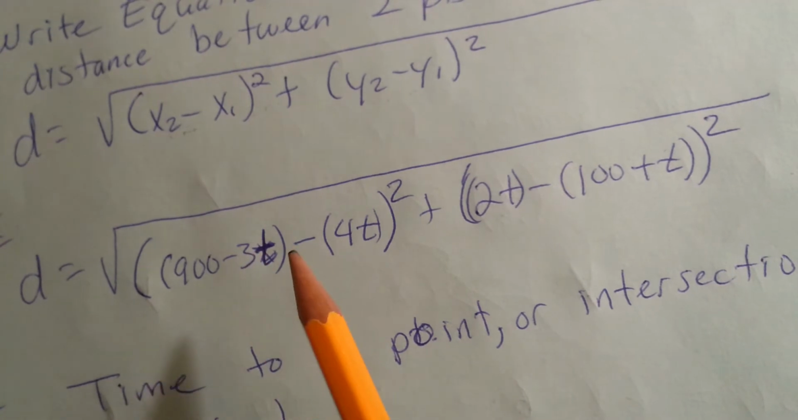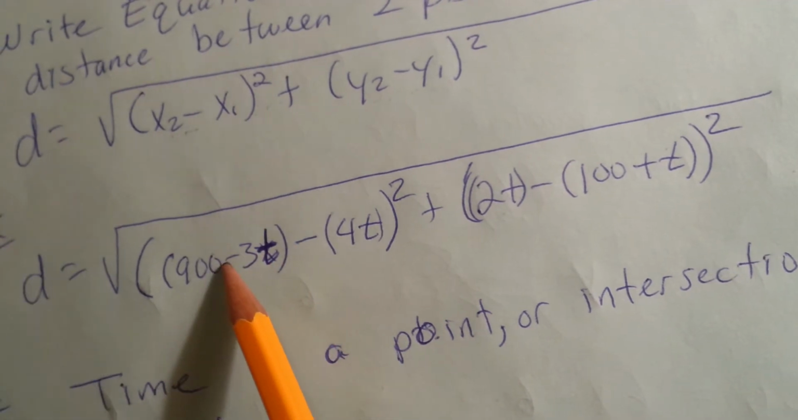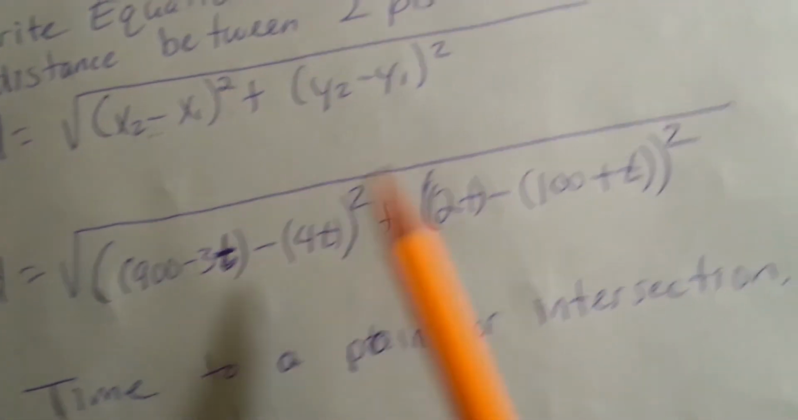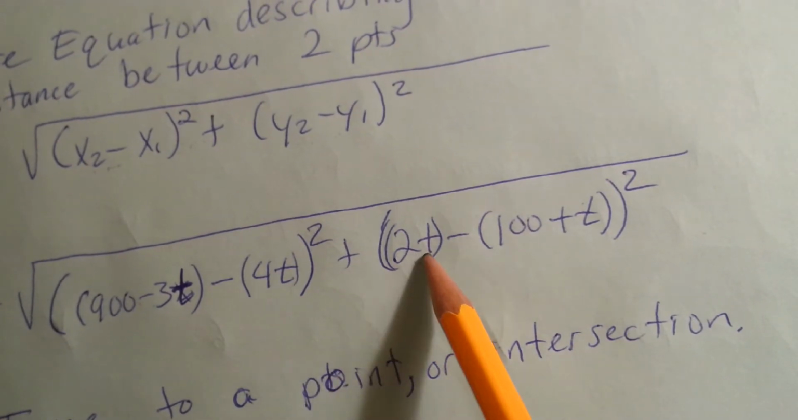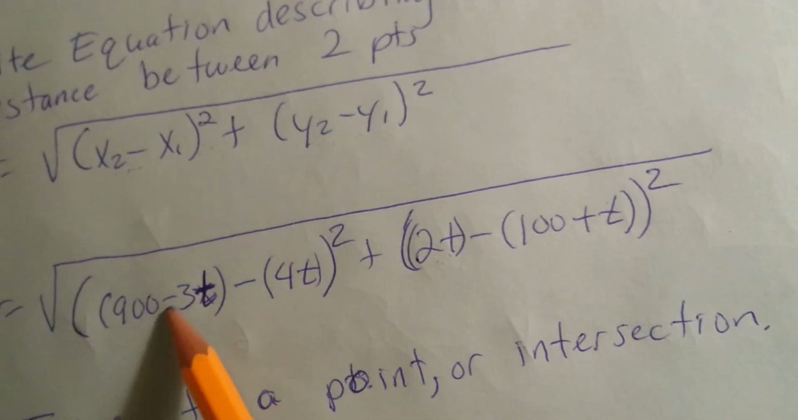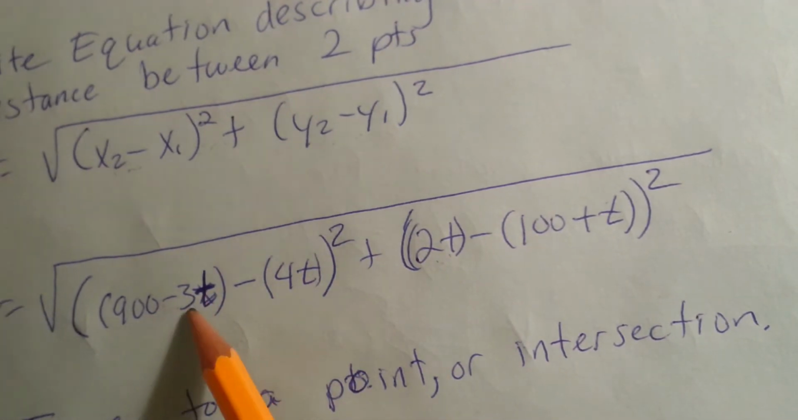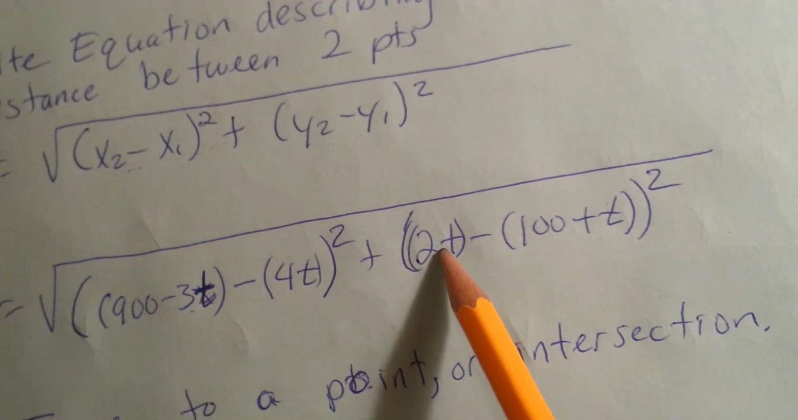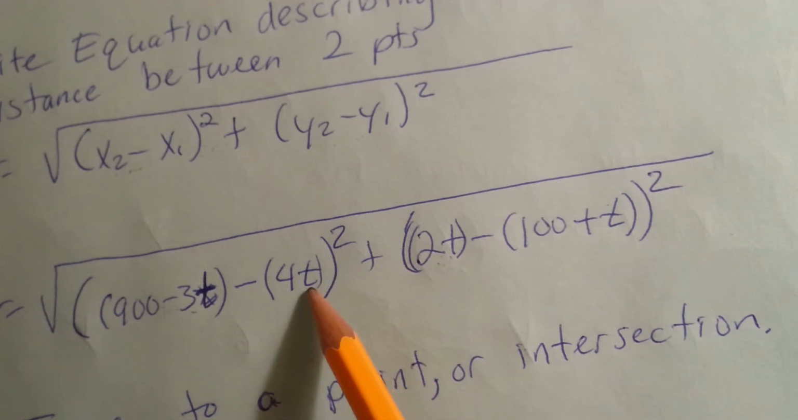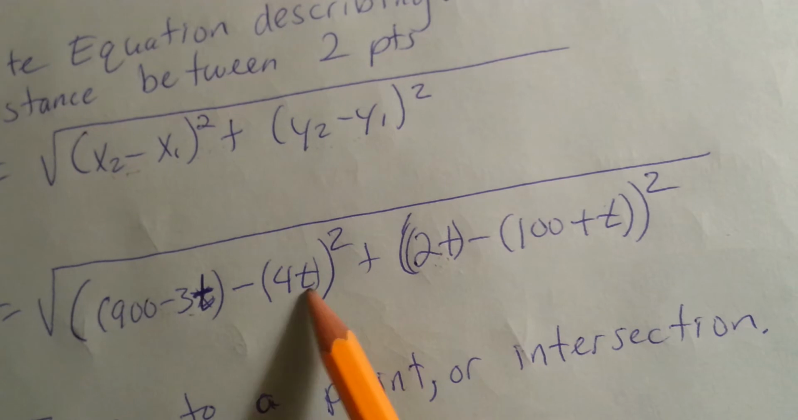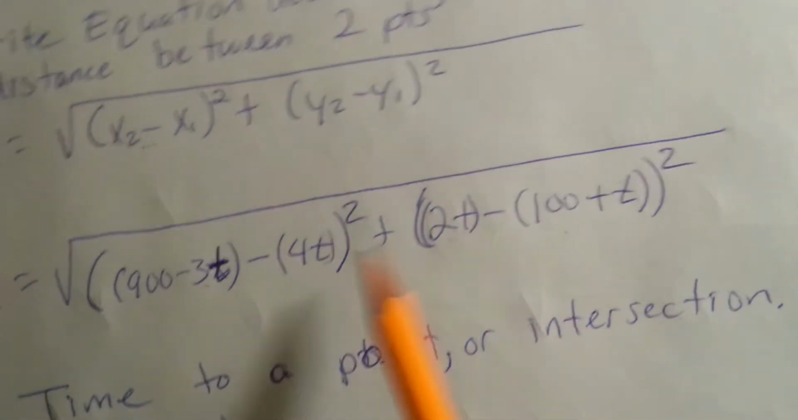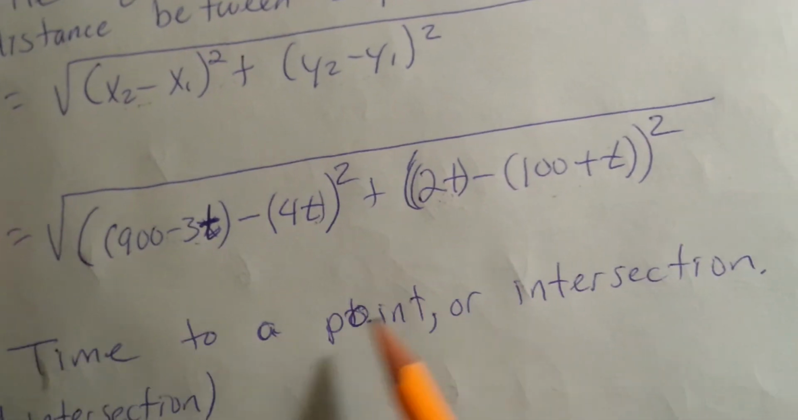Remember, at any given time, we got x based on 900 minus 3t. And for y, for the ship the Andor, it was just 0 plus 2t. Remember, initial position and the horizontal rate, initial position and the vertical rate. For the Helsinki, its horizontal position at any given time, its x-coordinate was 4t and its y-coordinate was 100 plus 2t. And we can simplify this, but we can come up with an equation.